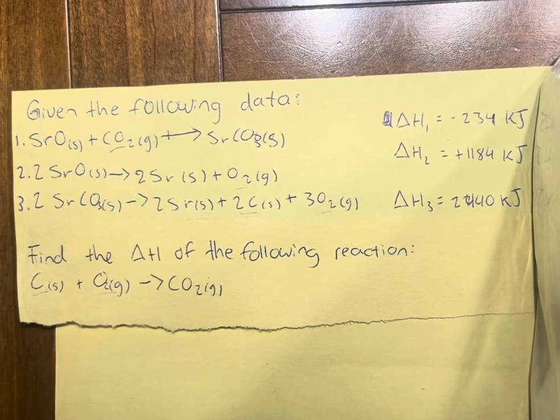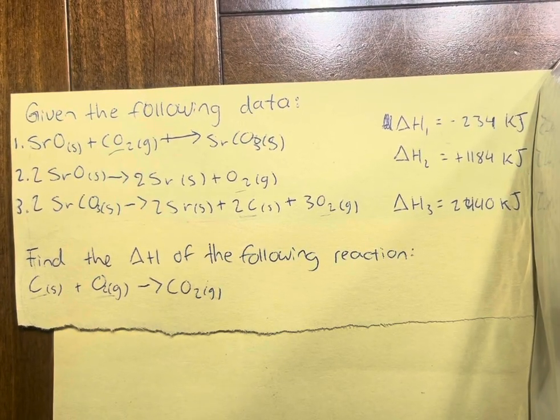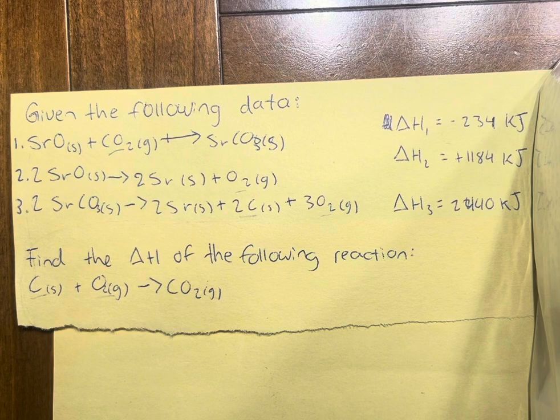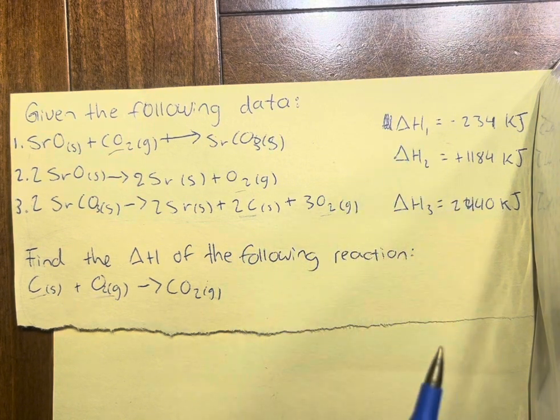Okay, here's a little video tutorial on how to use Hess's law. So given the following data, find the delta H of the following reaction. Here we are given three equations and they all have a separate delta H. We're going to have to rearrange these reactions to come up with an overall reaction. And when we change something in the reaction, we also have to change the delta H associated with it.